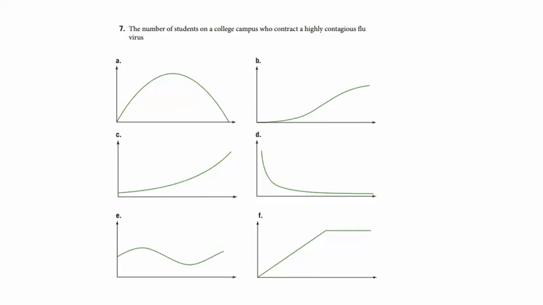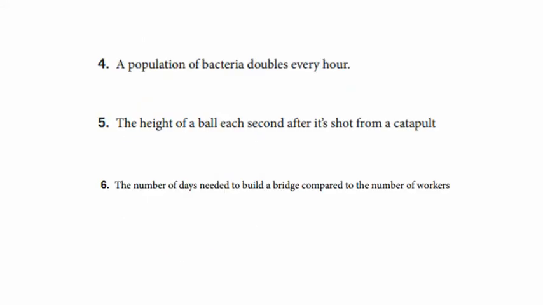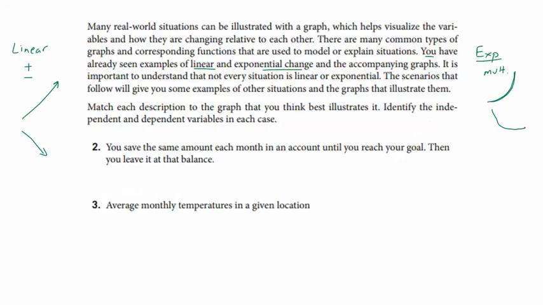You guys can see them both on the same page, so that shouldn't be too hard to just look over to the other page. I'll just flip between these slides here. So you save the same amount of money each month in an account until you reach your goal. Then you leave it at that balance.